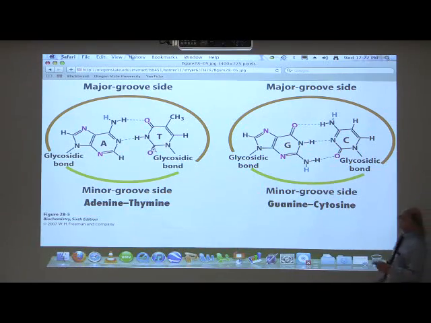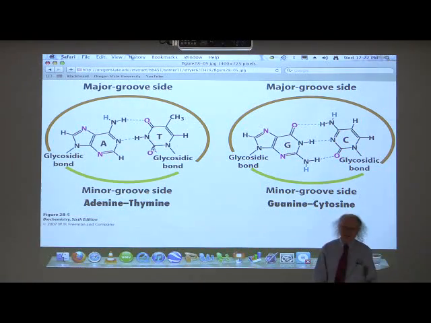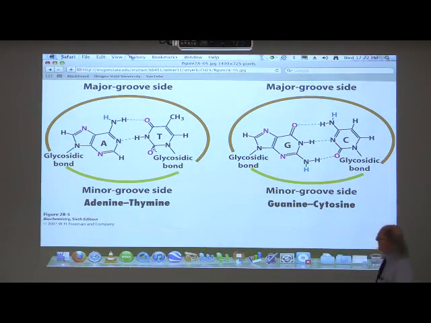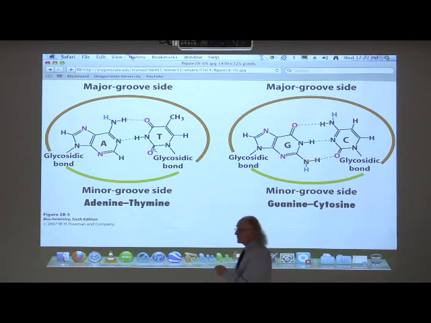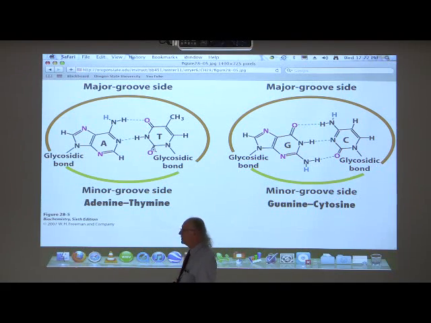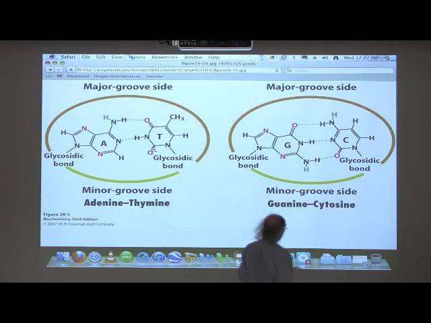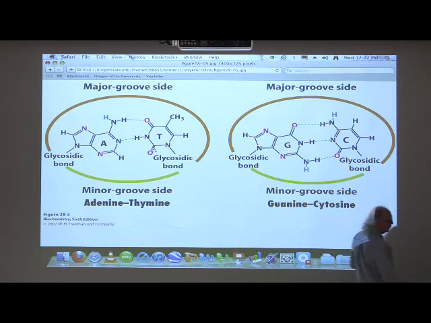We don't need to worry about the major groove side, et cetera, but this is trying to show you that proteins can actually look down, as it were, in that groove and see these bases. The reason I show you this figure is to show you something that you probably know, and that is that A pairs with T, and it uses 2 hydrogen bonds to hold together. G pairs with C, and there are 3 hydrogen bonds that hold that together.